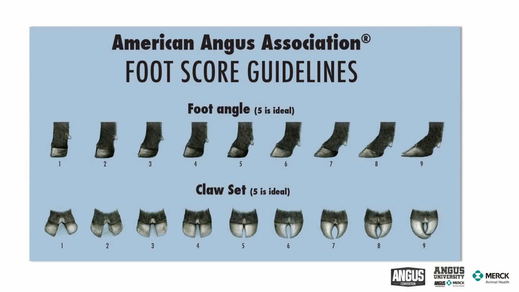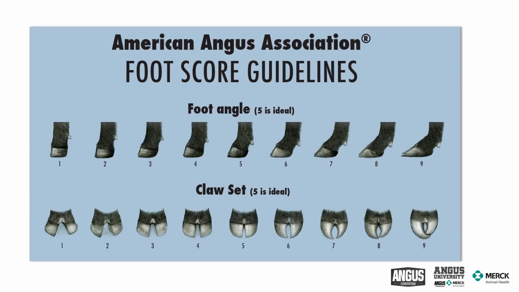So we're going to assign 2 scores as we evaluate an individual animal. Those scores range from 1 to 9. 5 is ideal for foot angle. 5 would also be ideal for the second score, claw set, or the shape to their hoof. There's quite a bit of variation from 1 to 9 when we look at foot angle, but I think it's important to talk a little bit about foot angle and what's actually comprised of that.